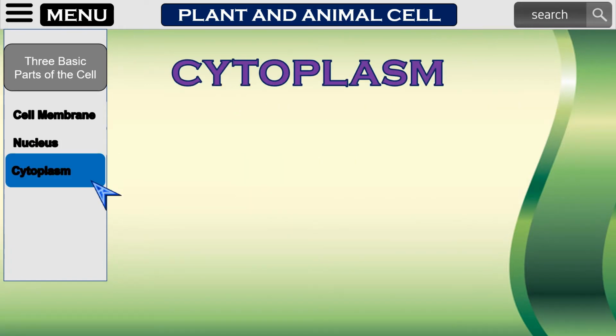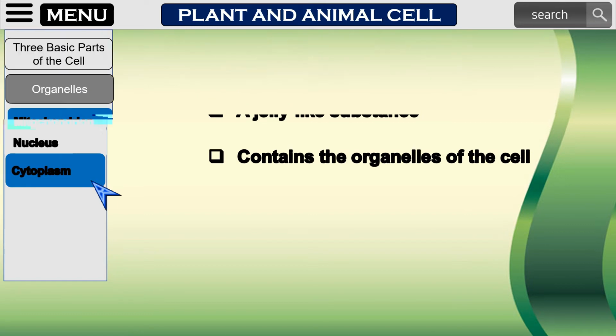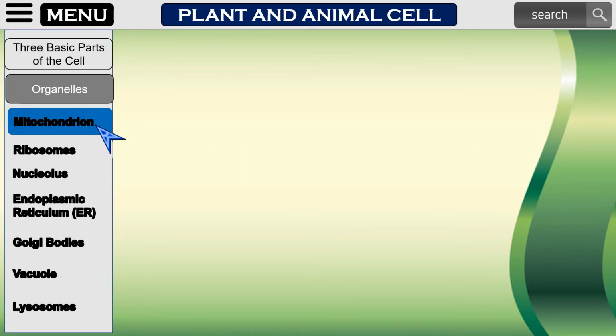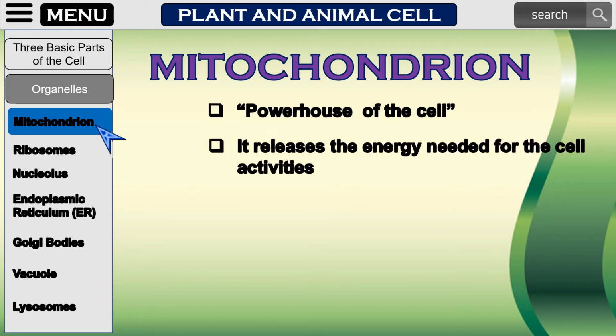The cytoplasm is a jelly-like substance that can be found inside the cell. It contains all the organelles of the cell. The first organelle that we are going to study is the mitochondrion, or the mitochondria in its plural form. The mitochondrion acts as the powerhouse of the cell, since it releases the energy needed for the cell activities.